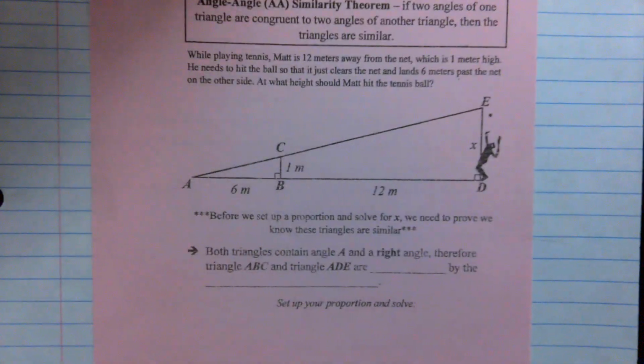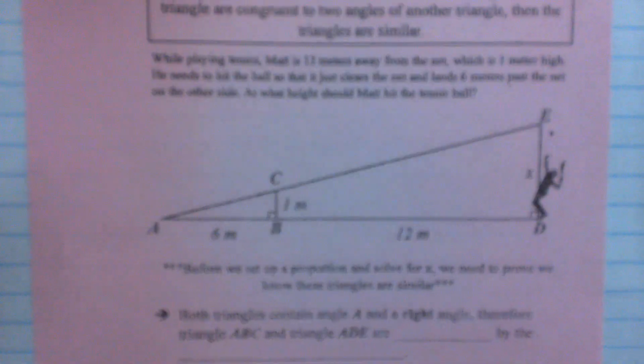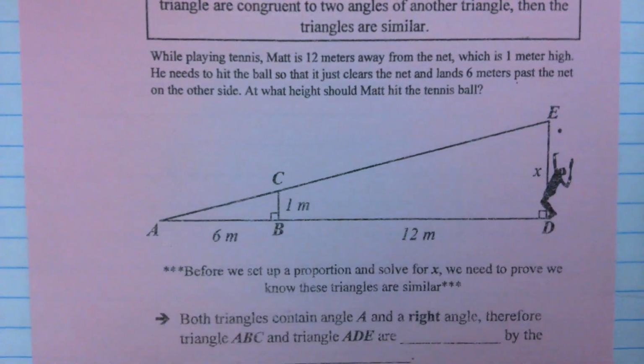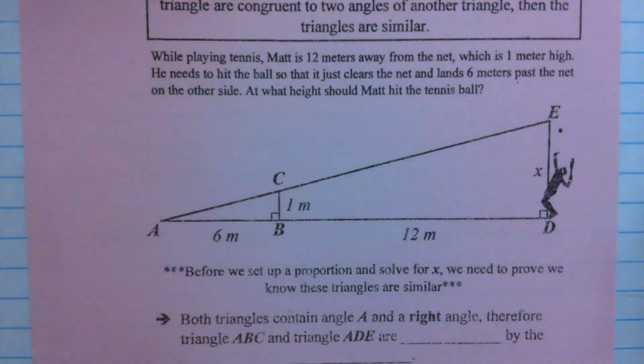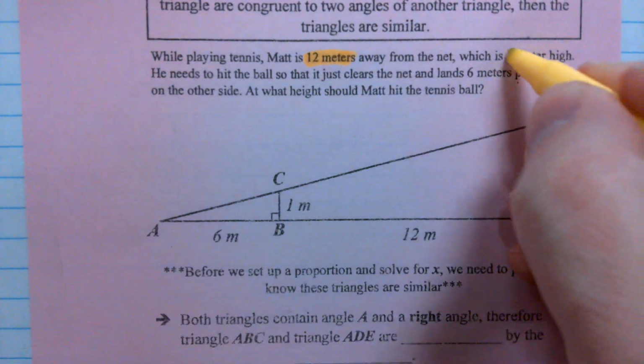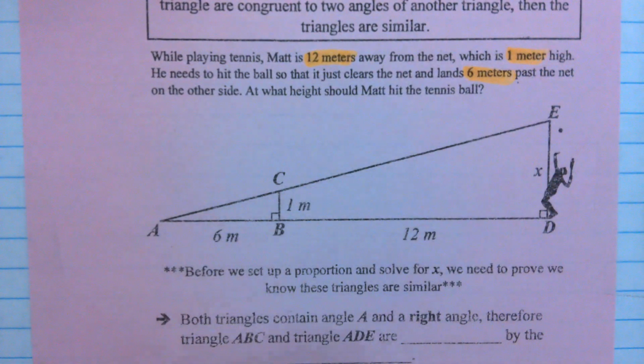Can I get a volunteer to read this little word problem out? Darius, go for it. While playing tennis, Matt is 12 meters away from the net, which is 1 meter high. He needs to hit the ball so that it just clears the net and lands 6 meters past the net on the other side. At what height should Matt hit the ball? Perfect.